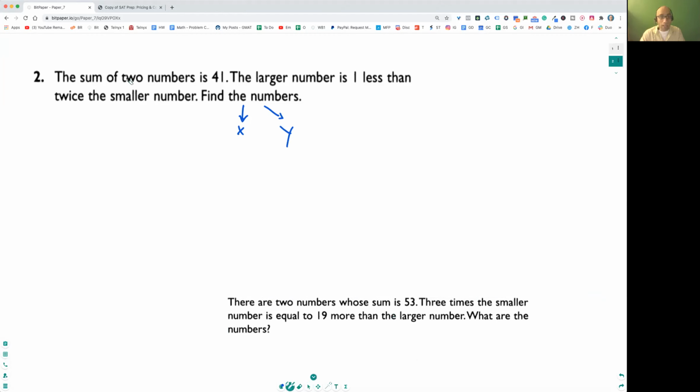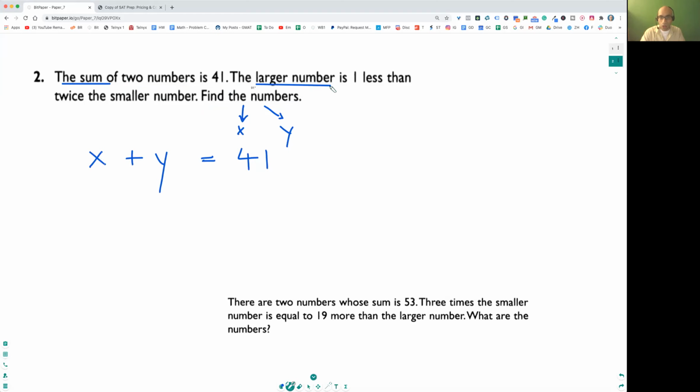Okay, now for the rest of you, let's look at it. You're asked to find the numbers. As soon as you're asked to find the numbers, just call them X and Y. And the sum of these two numbers is 41. So you're just going to write this down as sum. Remember, the meaning of sum is X plus Y. So now X plus Y is 41. That's all it's saying.